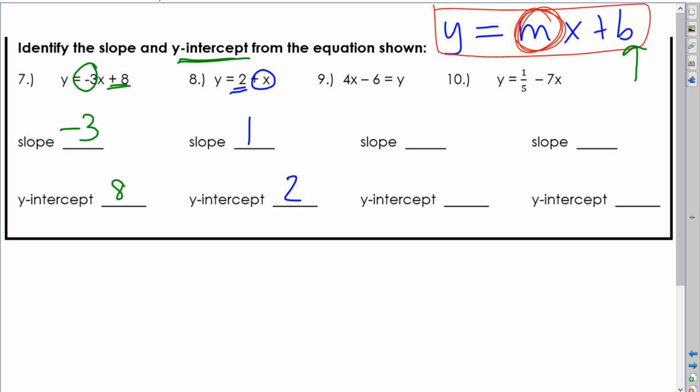Now you notice in this problem that the mx and the b are in reverse positions. This says b plus mx. So wherever x goes, that's where the coefficient, that's where the slope will be. In this one, the coefficient is +4, and the constant is -6. Now don't get tricked on this last one. I know the slope is usually a fraction, but remember, the slope is the coefficient of x, so the slope is -7. The y-intercept is 1/5.